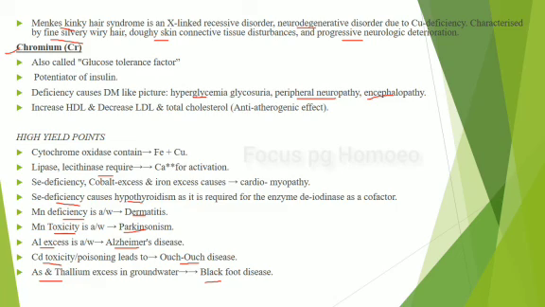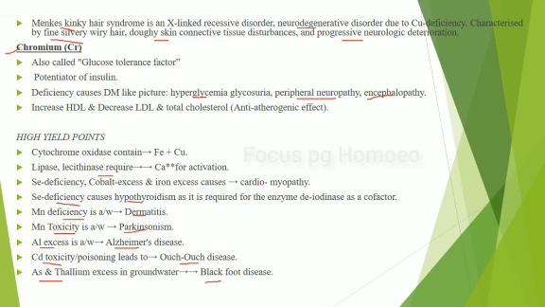Menkes kinky hair disease or syndrome is an X-linked recessive disorder. It is a neurodegenerative disorder due to deficiency of copper. It is characterized by fine silvery wiry hair, fluffy skin. There is progressive neurological deterioration.